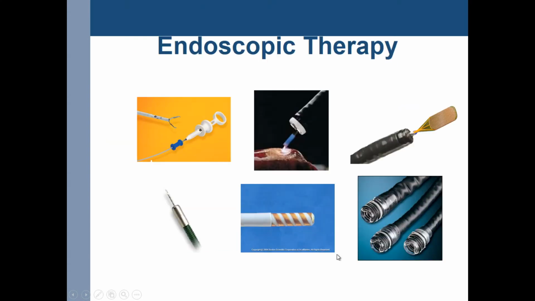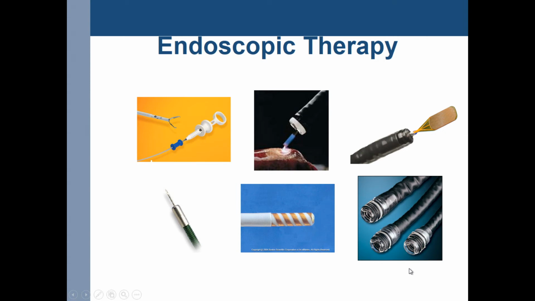And what do we have to offer? There's a variety of tools that we can use, starting with an example of an injection needle down in the lower left here that we can use to inject various materials, including epinephrine and saline. We can also place metal clips on non-bleeding visible vessels or bleeding vessels to try to stop them. There are various forms of cautery. In the middle, two panels here showing, on the top, argon plasma coagulation, a non-contact form of cautery, and on the bottom, a BiCAP probe that is a contact form of thermal therapy.